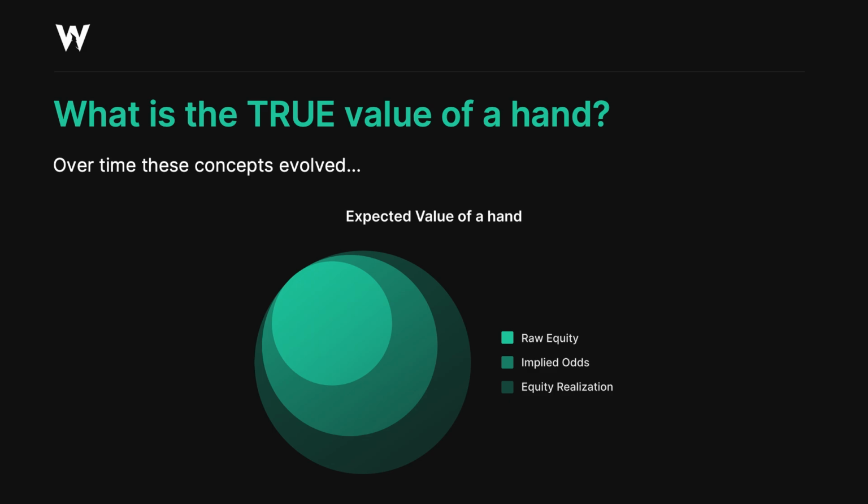And people built extensive models and spreadsheets trying to map out implied odds. But as technology developed and solvers came along, we invented this term equity realization, which is just a factor between the raw equity and the actual value of a hand within a GTO solution. So let's touch on these topics a bit and see how you can apply them to your game.